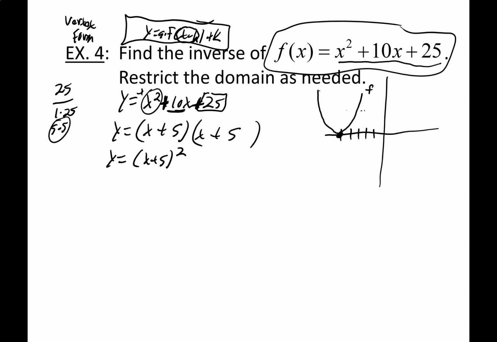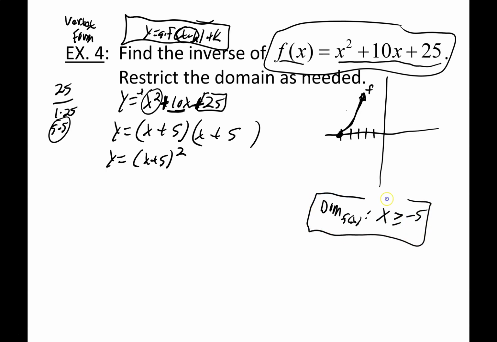So again, it doesn't pass the horizontal line test, so I'm going to have to do a domain restriction on the original function f of x to make it one-to-one. The restriction I'm going to do is I'm just going to cut off that left-hand part there. So what did I keep? I kept from -5 on for the x value. So my domain of f is going to be that x is greater than or equal to -5. That is one part of my answer.